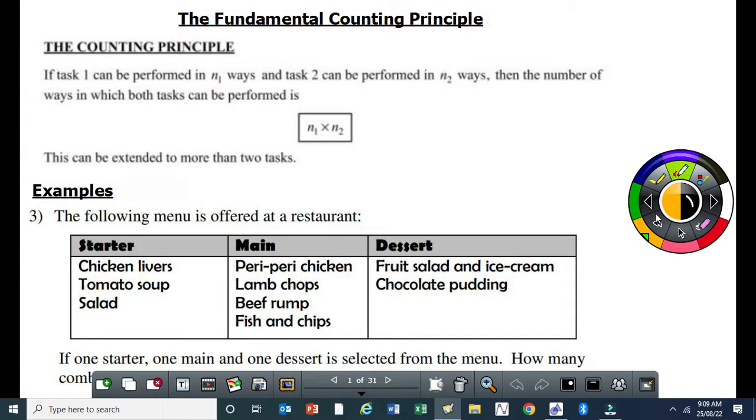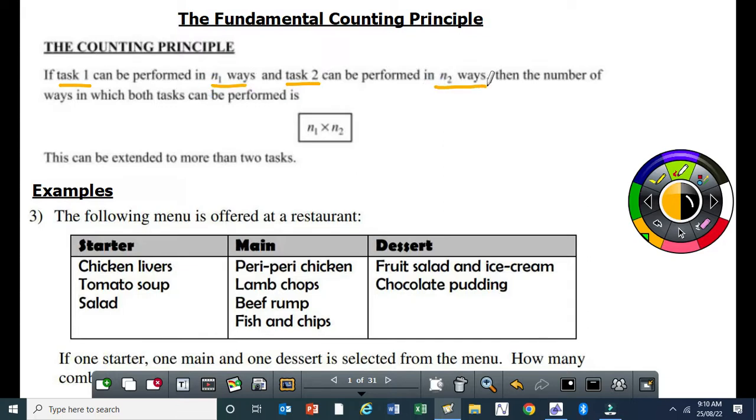Basically, if you are given, say, task 1, and you are told that it can be performed in N1 ways, and then you are given task 2, and you are also told that it can be performed in N2 ways. So here we have two tasks, task 1 and task 2. Each of those two tasks can be performed in specific ways. Now, sometimes we may need to know the number of ways you can do both.